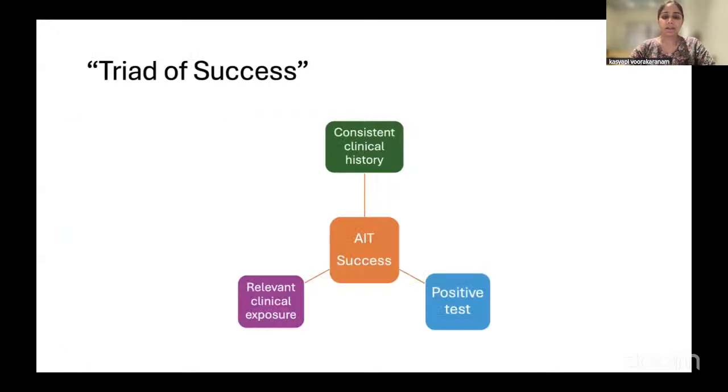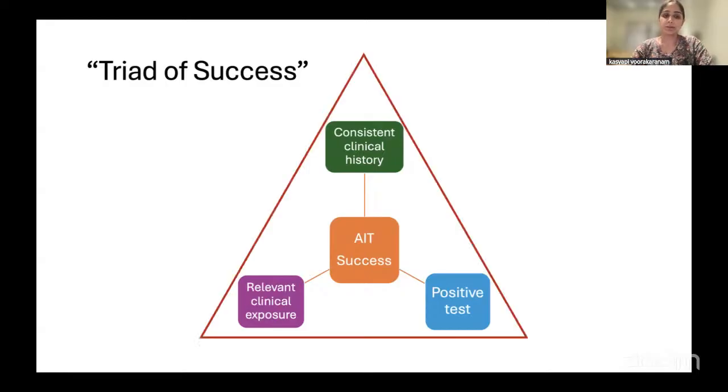There is a triad of success in allergen immunotherapy, which is a consistent clinical history, a positive test, and relevant clinical exposure for the patients for which the particular antigens have been selected for immunotherapy. These three together form the triad of success for allergen-specific immunotherapy.